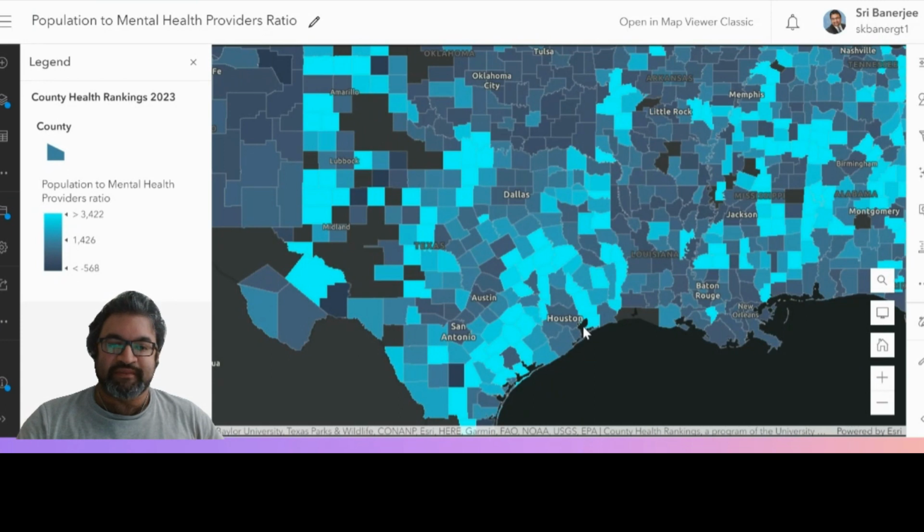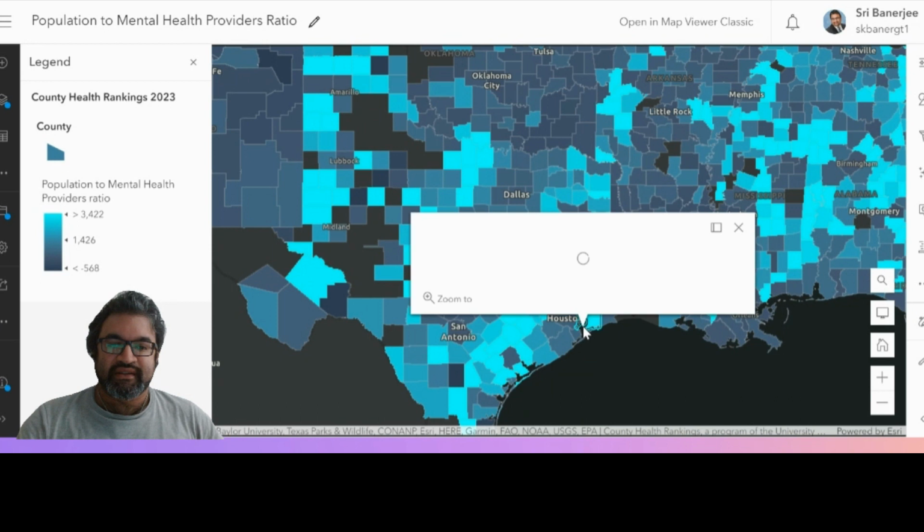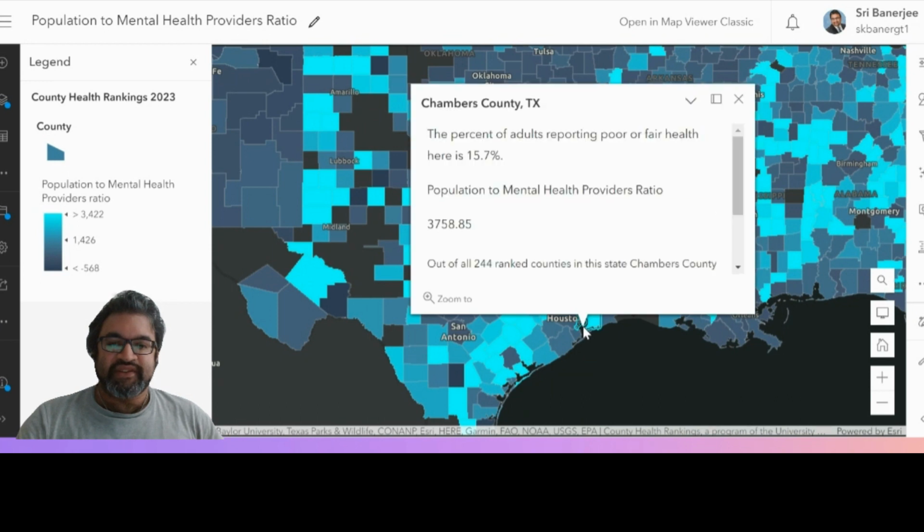And I'm going to show you something that's interesting. So as you can see, the population to mental health provider ratio is quite high. In fact, it's even higher than what is designated within the legend. So let's take a look. This is Chambers County, Texas.